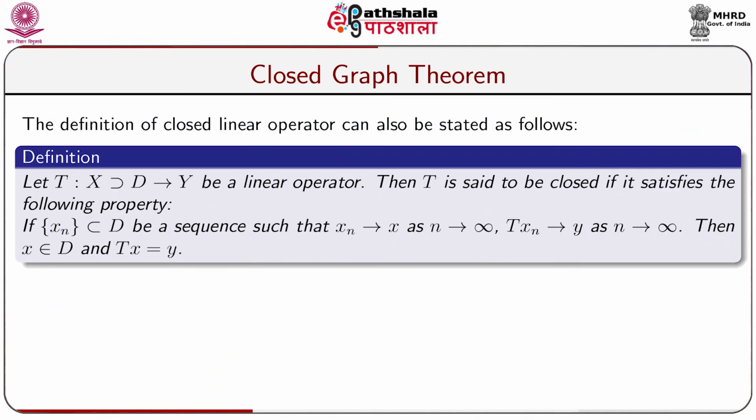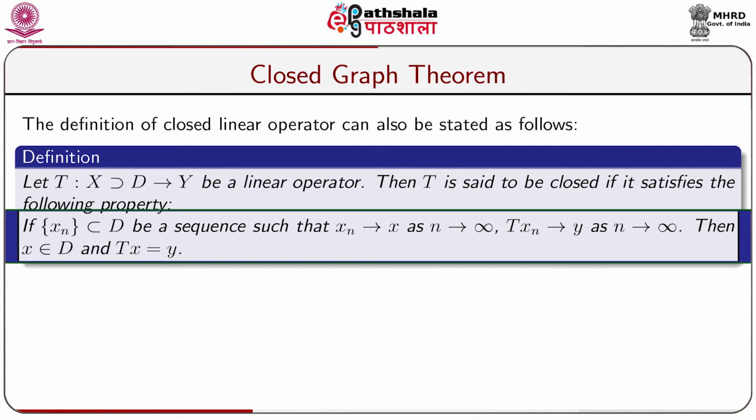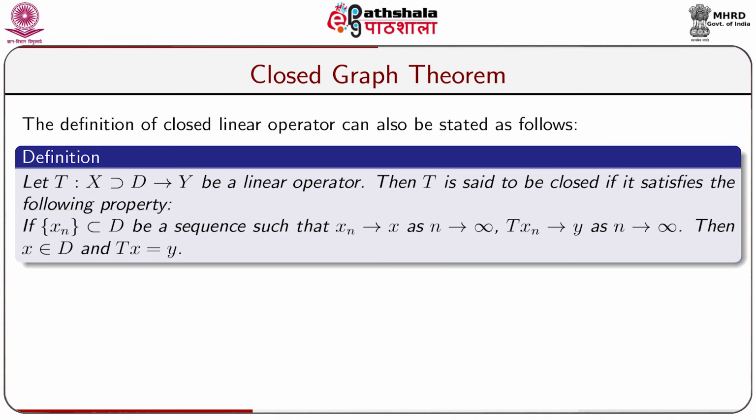The definition of closed linear operator can also be stated as follows. Let us take a definition. Let T be a mapping from D to Y, where D is a subset of X, be a linear operator. Then capital T is said to be closed if it satisfies the following property. If a sequence xn is taken from D such that xn goes to x as n tends to infinity, Txn goes to y as n tends to infinity, then x must belong to D and Tx is equal to y.